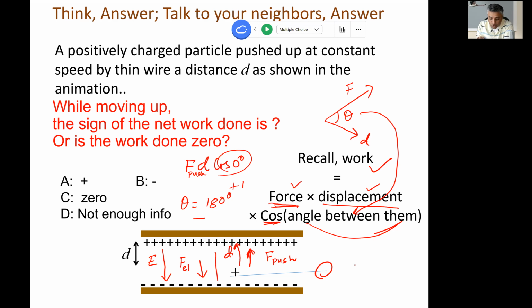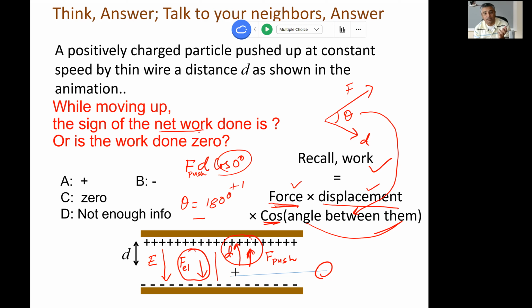So work done, in this case, whenever we say work done, we need to ask, work done by what force? It's the force that does the work, okay? So it looks like there are two forces acting based on what you guys said. Electric force pointing down and push force pointing up. This question did not ask the work done by the push force or the electric force. It asked about the net force. So what is the net force in this case? Or I should say network.